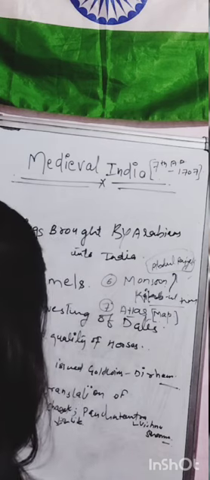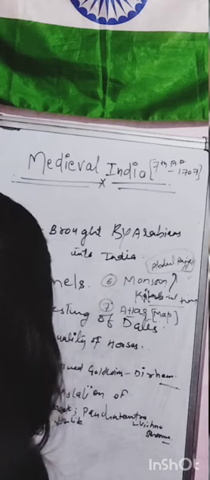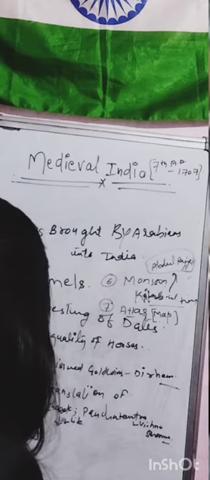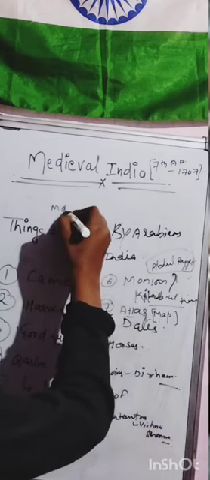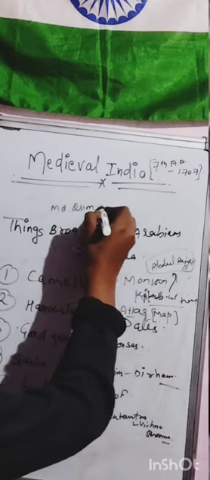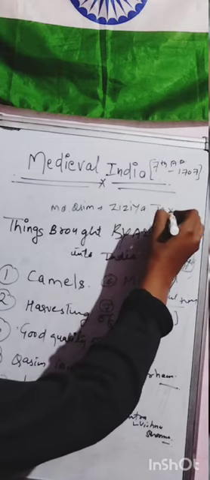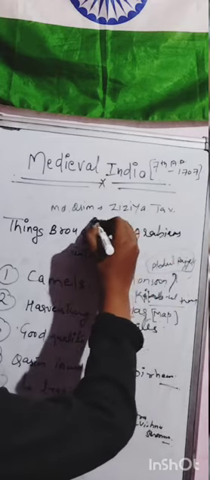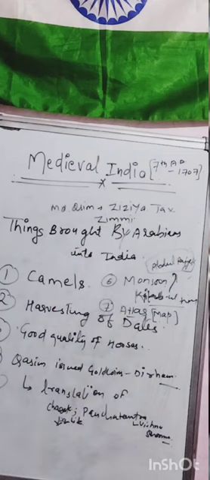This was all about the things. There were some new things. Muhammad bin Qasim used jizya. It was a tax on non-Muslims, and non-Muslims were also called zimmi at the time of Muhammad bin Qasim.